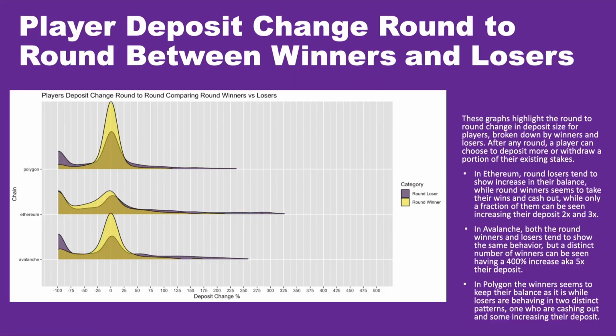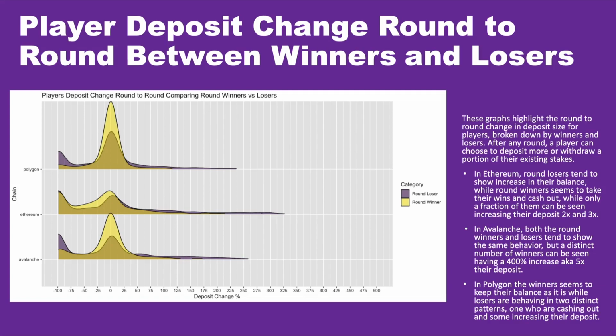Here we're looking at the player deposit change round to round between winners and losers. Effectively, we've colored by winner and loser and how that causes the deposit to change as a function of time. And it's kind of interesting. In Ethereum, it seems like if you lose, you tend to increase your balance, while winners tend to take their wins and cash out, with only a fraction of them depositing more money in.